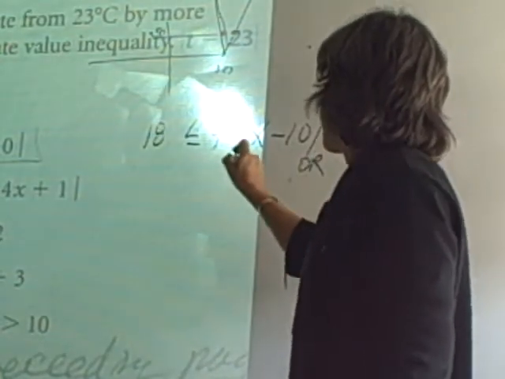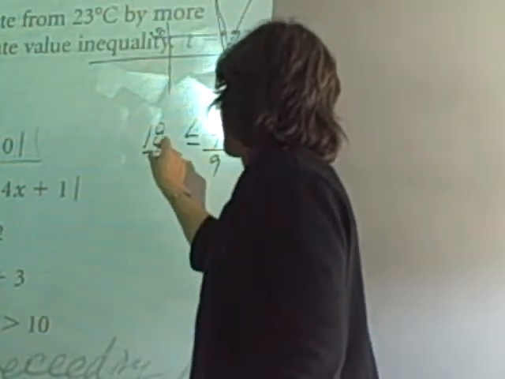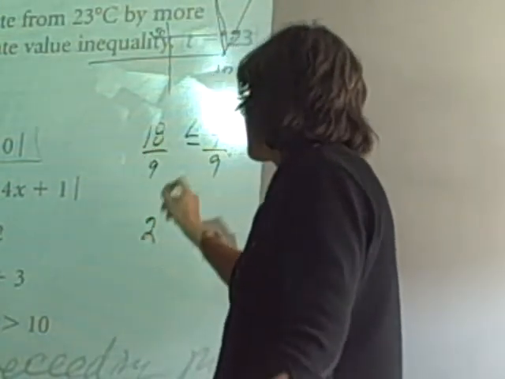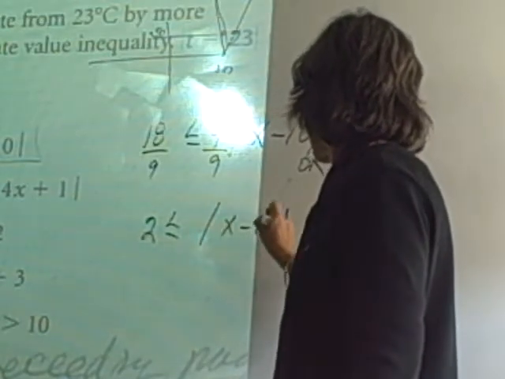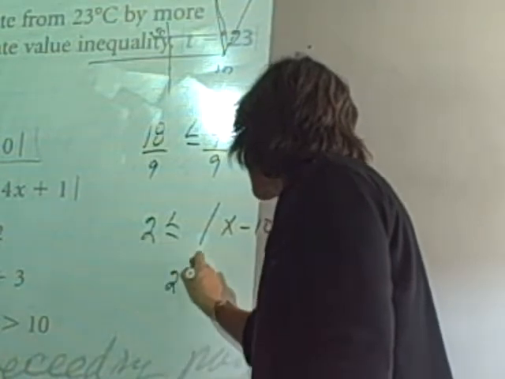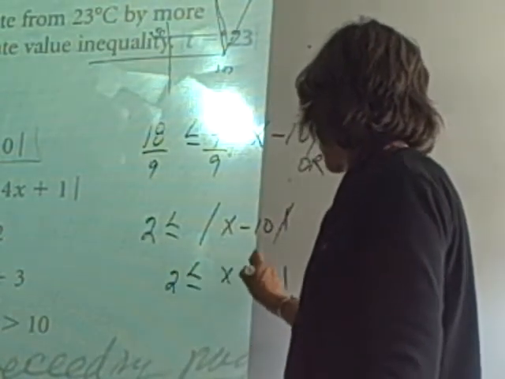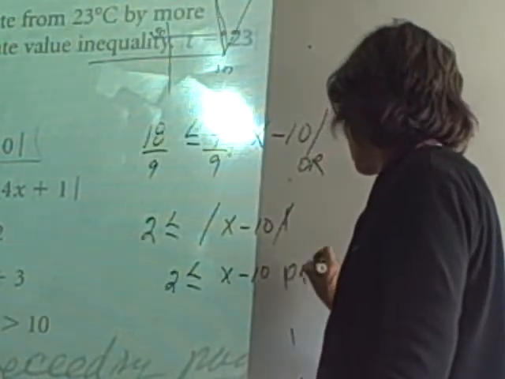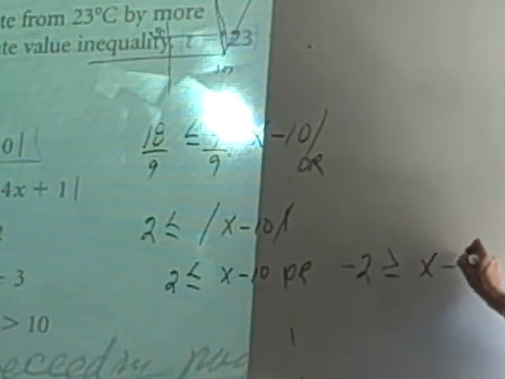Here's my or statement. I need to get my absolute value by itself, so I'm getting rid of this. So I have 2 is less than or equal to the absolute value of x minus 10. Now I can write this as 2 is less than or equal to x minus 10, or negative 2 is greater than or equal to x minus 10.